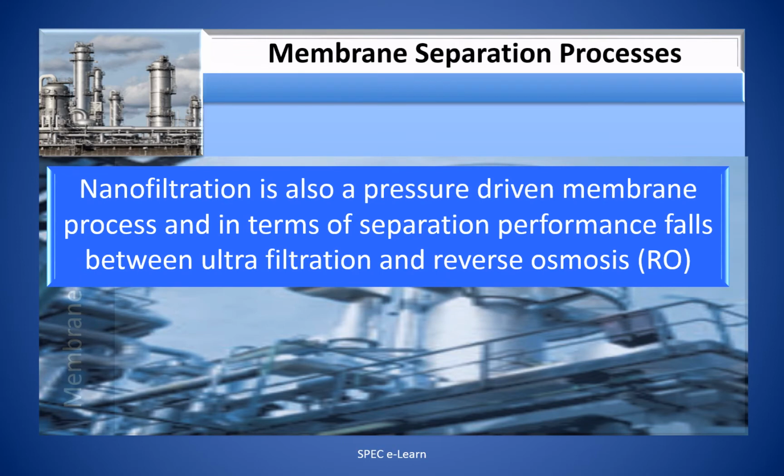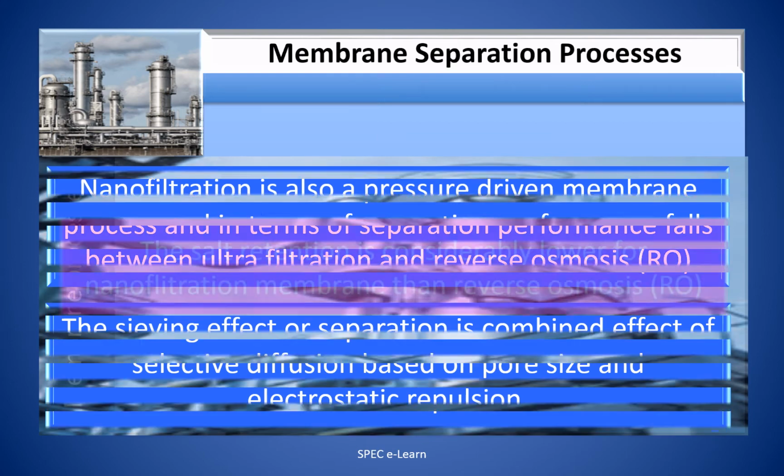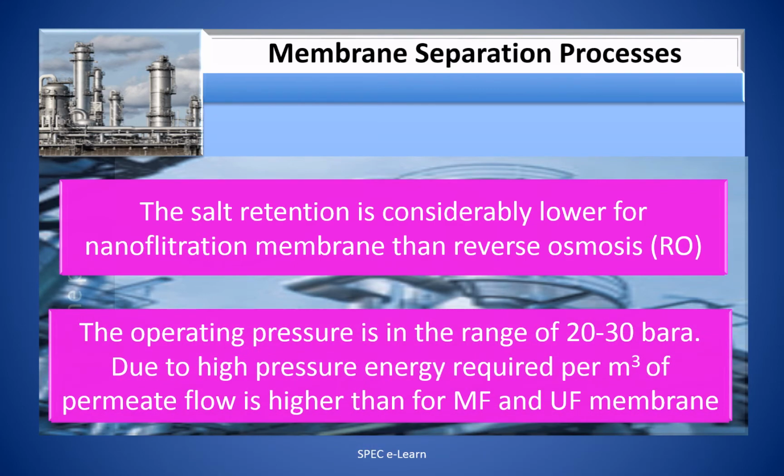Nanofiltration is a pressure-driven membrane process and in terms of separation performance falls between ultrafiltration and reverse osmosis. The sieving effect or separation is combined effect of selective diffusion based on pore size and electrostatic repulsion. The salt retention is considerably lower for nanofiltration membrane than reverse osmosis membrane. The operating pressure is in the range of 20 to 30 bar. Due to high pressure, energy required per meter cube of permeate flow is higher than for MF and UF membranes.